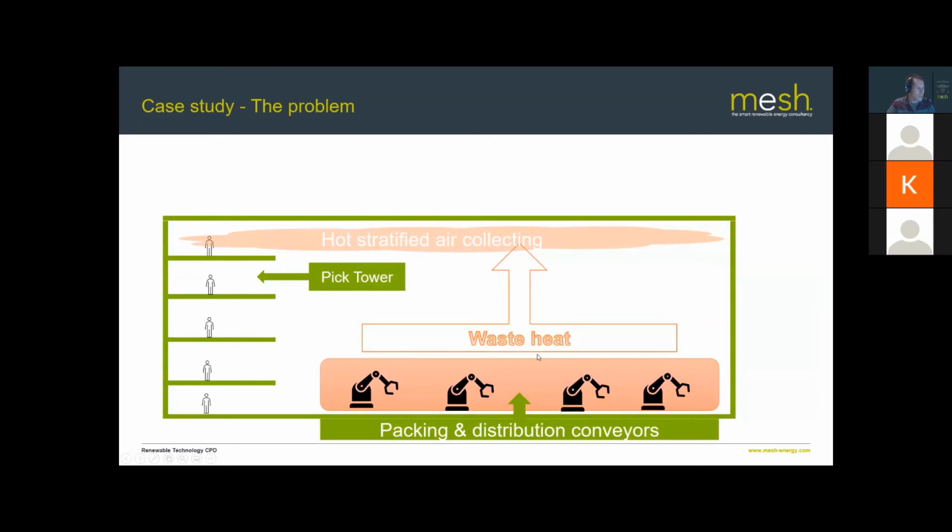So here's a diagrammatic representation. We've got our pick tower on the left here, with all our little people working in it. Here's our packing distribution conveyors. They're producing waste heat, which is then rising up through the building, stratifying and collecting at the top of the building. The problem was it was then moving into the pick towers, and you were getting very high temperatures in the top of the pick towers, let's say 46, 47 degrees. But even down a couple of levels, it was still pretty uncomfortable. So that was basically the problem.